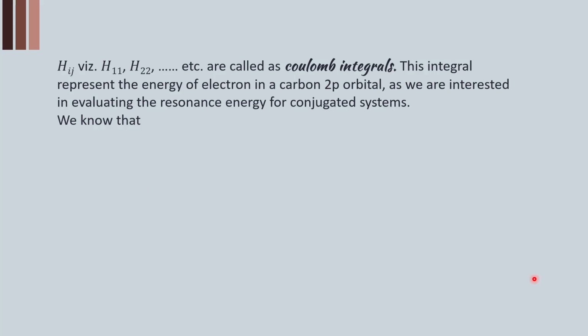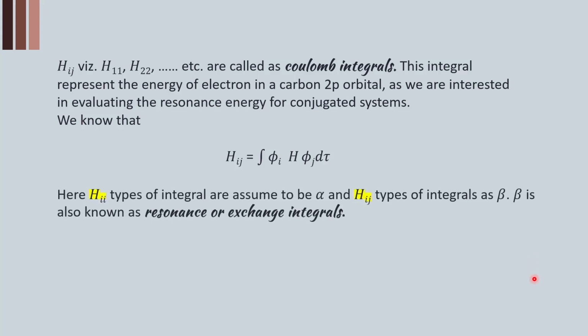Now, to proceed further, let us recall that the integrals Hii or Hij are very specific kinds of integrals, and they are given certain abbreviations by Huckel. The Hij type of integrals, when i is not equal to j, are known as the resonance or exchange integrals, and otherwise all Hii type of integrals are assumed to have the value of alpha. So H11, H22, H33 are known as Coulomb integrals, whereas the Hij type of integrals are known as exchange integrals or resonance integrals.